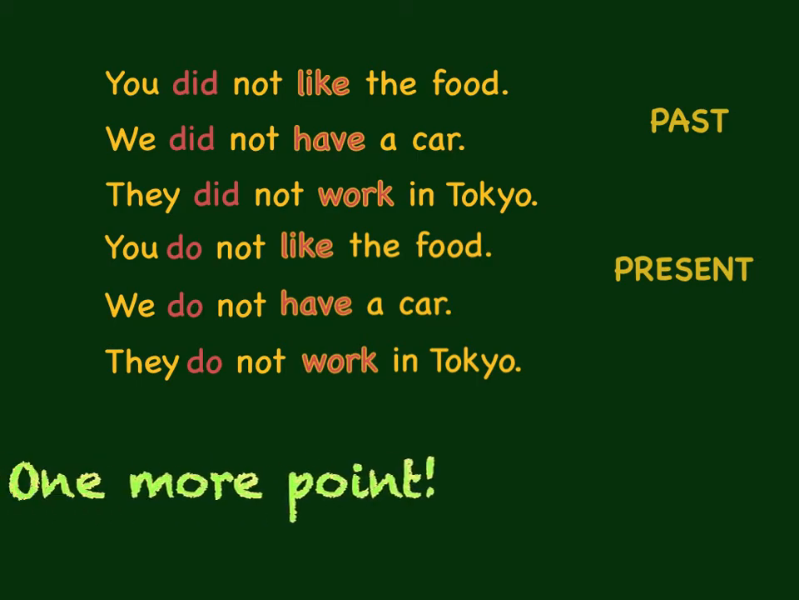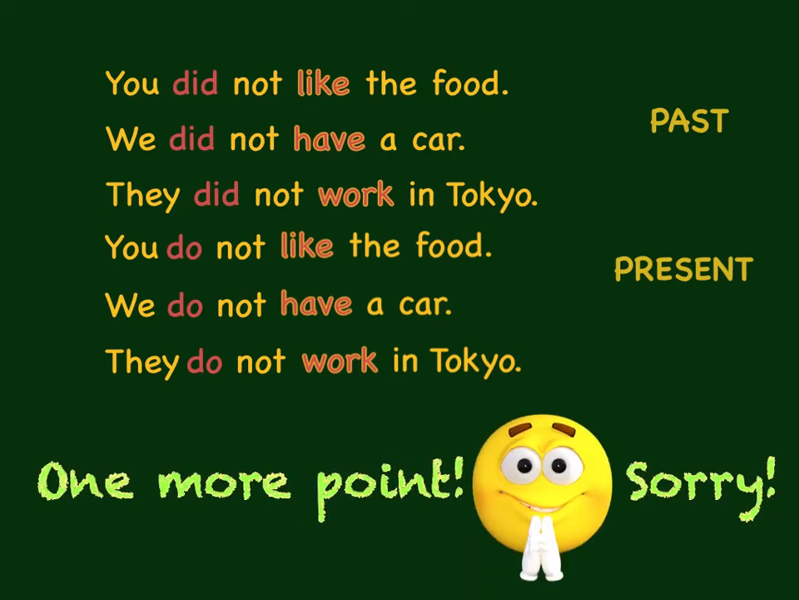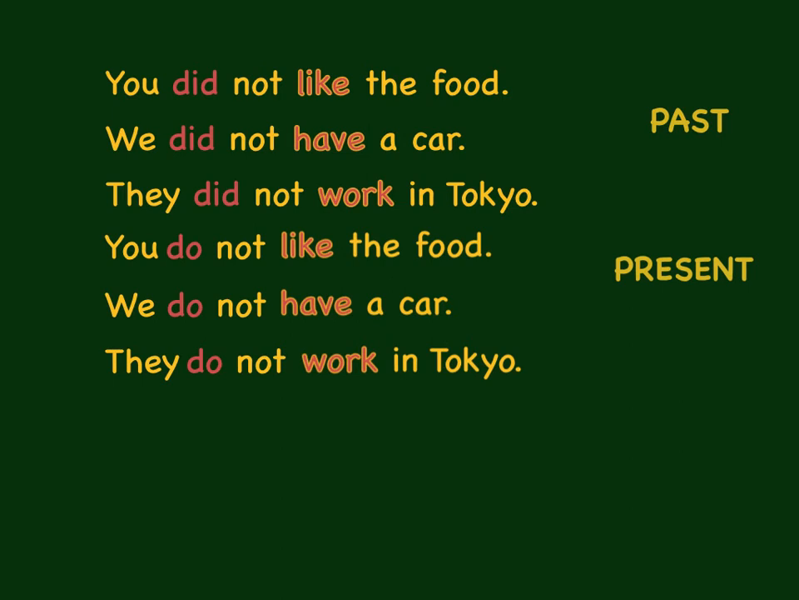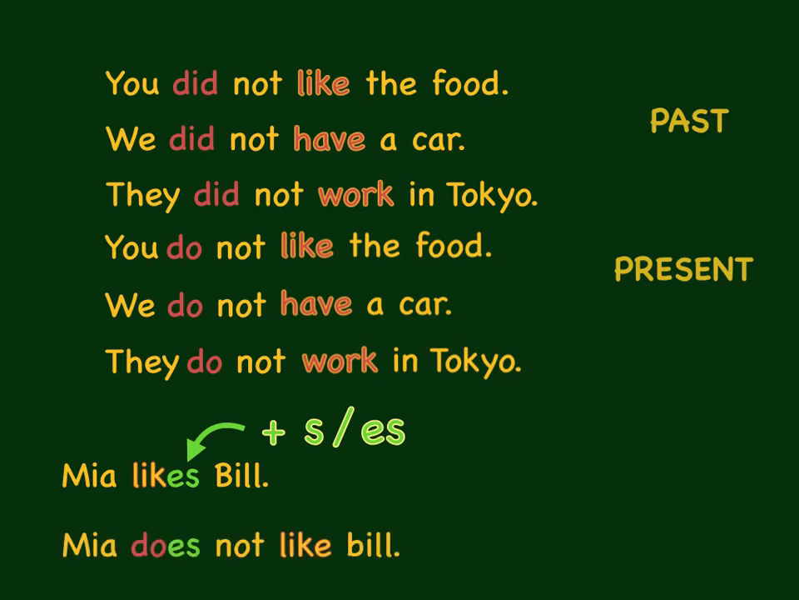Now the next problem, sorry, there's always more problems, is when we have she, it, or he, in this case, Mia. The verb has an extra s or es on the end, right? So now the do helping verb becomes does in the negative. And finally, the pattern is the same.